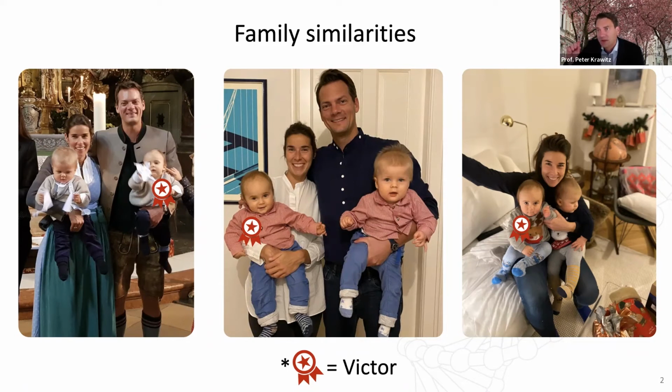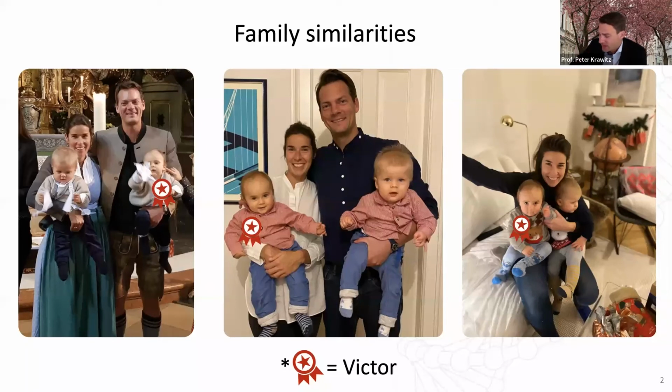But we could rephrase the question and go on the feature level. So if I asked, what do you think? Are the eyebrows more similar to the mother or the father? Then there's a clear tendency to the mother. So more people think that Victor has eyebrows with a similar shape to his mother's.